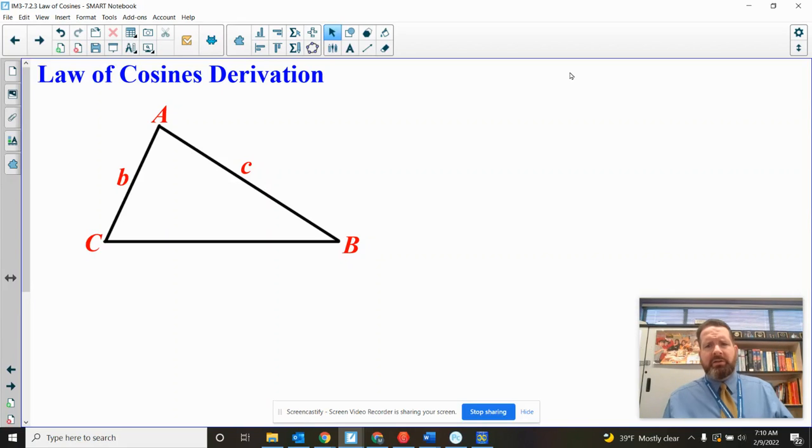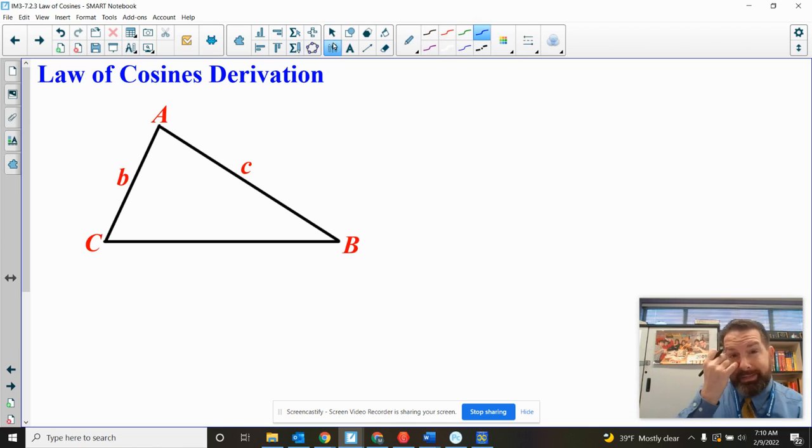So where does this law of cosines come from? Let's take a look. As we can see here, we've got a triangle. It doesn't have to be a right triangle, it can be any kind of triangle. We're going to employ the same tactic of dropping an altitude down and creating some right triangles.